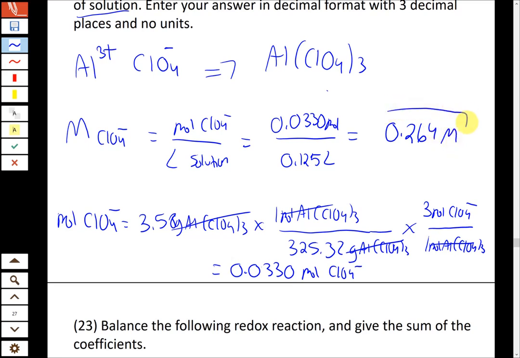So if you had forgotten that last step, you would have gotten a number that was 3 times smaller than this. That would represent the molarity of the whole compound, aluminum perchlorate. But to get the molarity of perchlorate when you dissolve it, it's going to be 3 times that, which is this number there. All right, I went through that kind of quickly, but we are just about out of time.